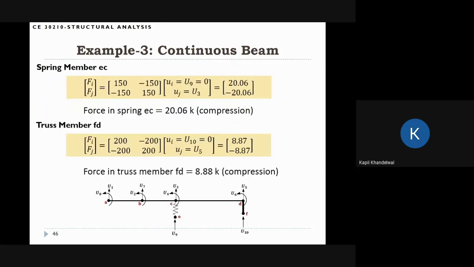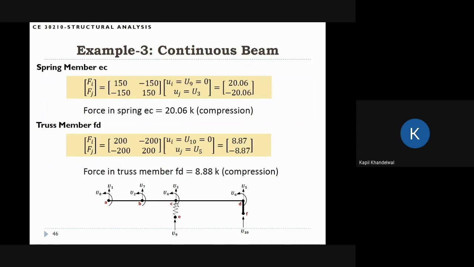And for the final two members, the spring member and the truss member, we do the algebra as we have done earlier. So for spring member EC, you can think this is the I node, this is the J node. So Fi and Fj are the forces acting at E, F9 and F10. The stiffness matrix times Ui, which is U9, that is 0, and Uj, which is U3. So we substitute the value of U3 and do the calculation. You can see that these are the two numbers we'll get.